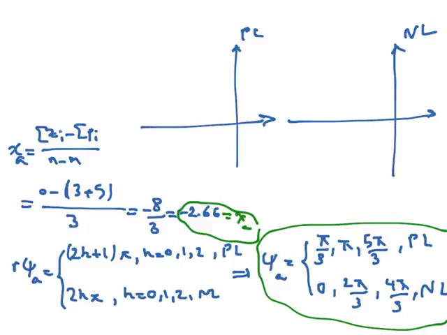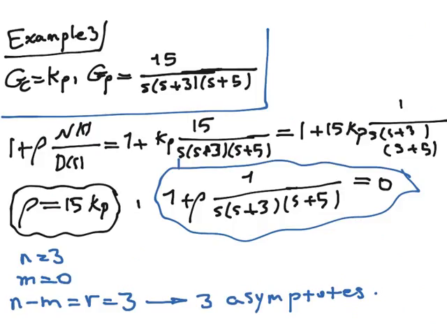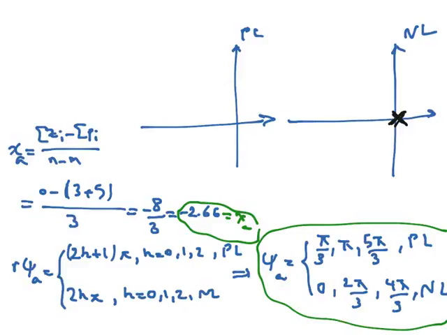Before doing that, let's determine the location of the poles that we have. So we have one pole at the origin, another pole at -3, and the other one at -5. So here we have -3, -5, again here origin, -3, and -5.